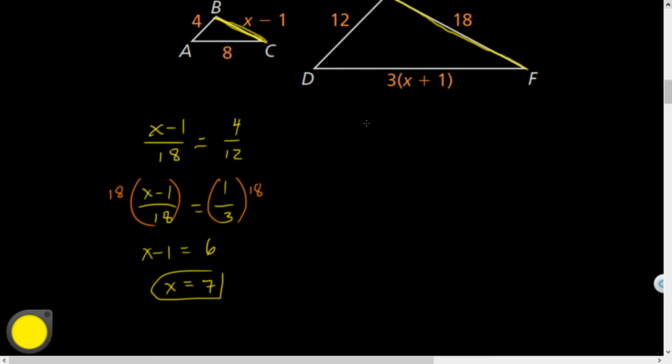Now watch this. What if I set up a different proportion using this x expression? 3 times the x plus 1 over the 8. Let's set that equal to the 12 over the 4. Let's reduce... you could distribute it. There's a whole bunch of ways you could solve. You guys are algebra experts. 12 divided by 4 is 3.